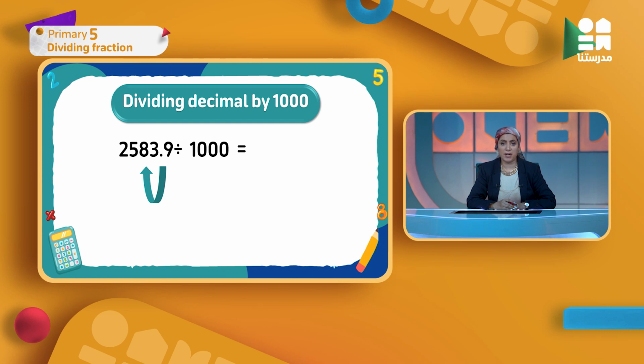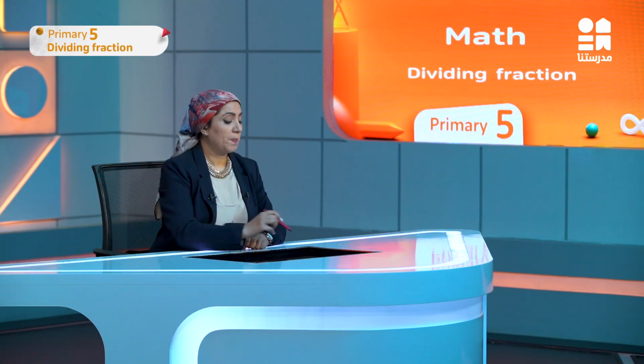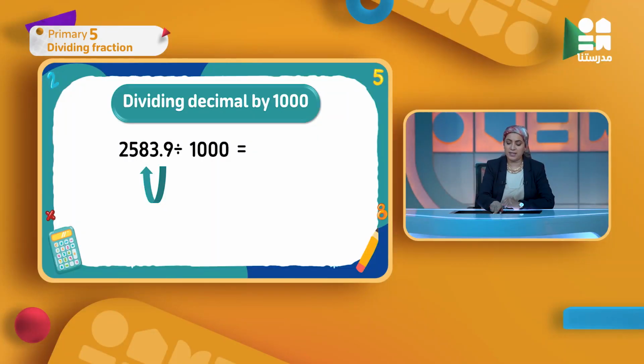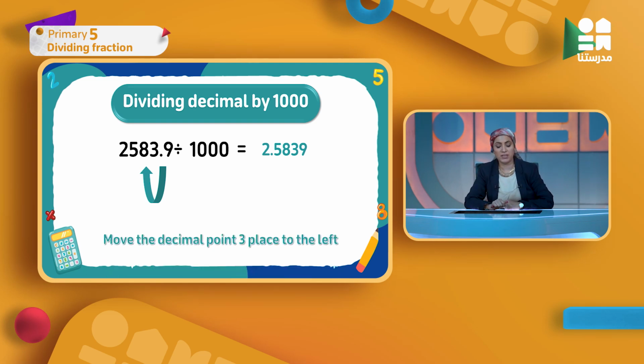2,583.9 divided by 1,000. How many zeros do I have in the 1,000? Excellent, 3 zeros. Now, I have to move the decimal point how many places? 3 places, because I have 3 zeros. Should I move it to the left or to the right? Oh, I can't remember. Yes, to the left, because in division it is to the left. So here the answer will be 2.5839. I moved the decimal point 3 places to the left, okay?